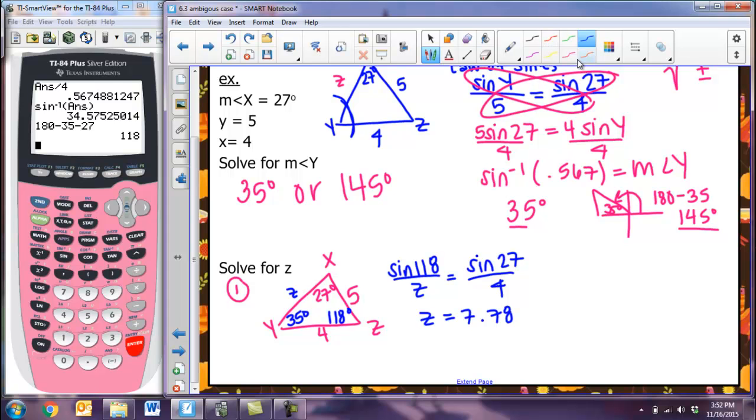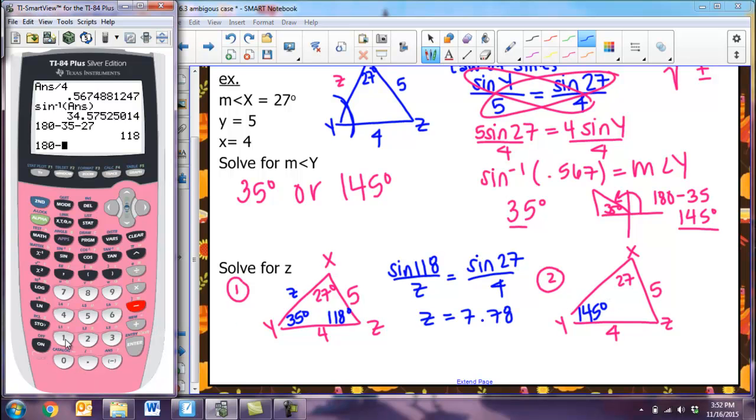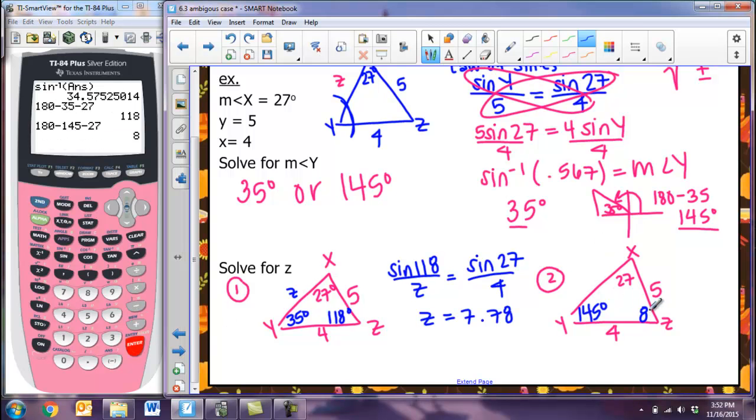Okay, but that's not the only case right here. We found out that there were 2 possible answers, so that means there are 2 possible triangles. So I would draw my triangle out one more time. So this is x, y, z. X is 27 still. These guys are still 5 and 4. But now, because of the other answer I found, y could also be 145 degrees. So if I do 180 minus 145 minus 27, I will get that this guy would have been 8 degrees. Okay, then I set up a very similar proportion, but now it's going to be the sine of 8 over z equals sine of 27 over 4.